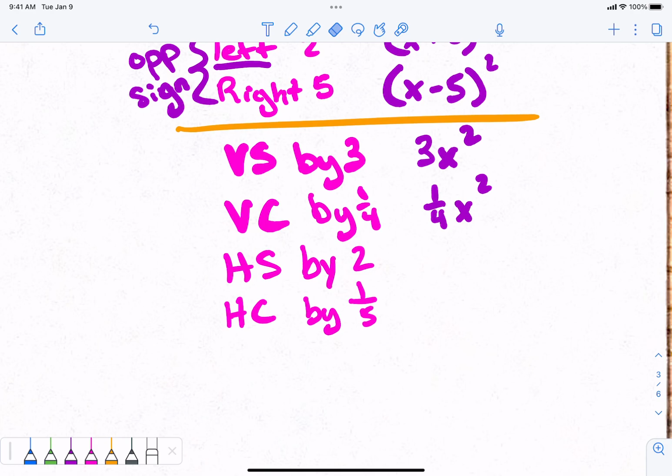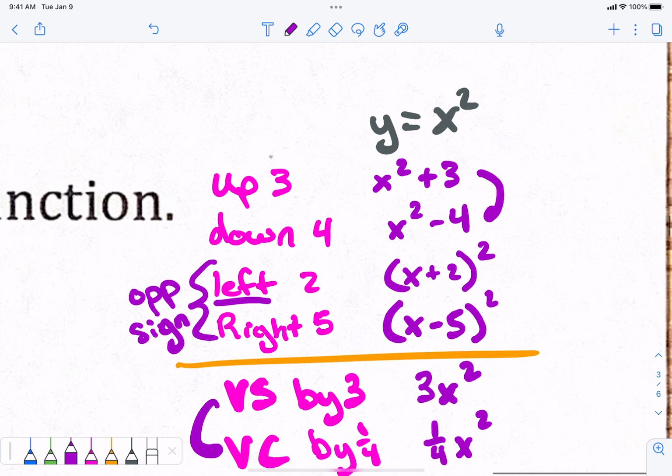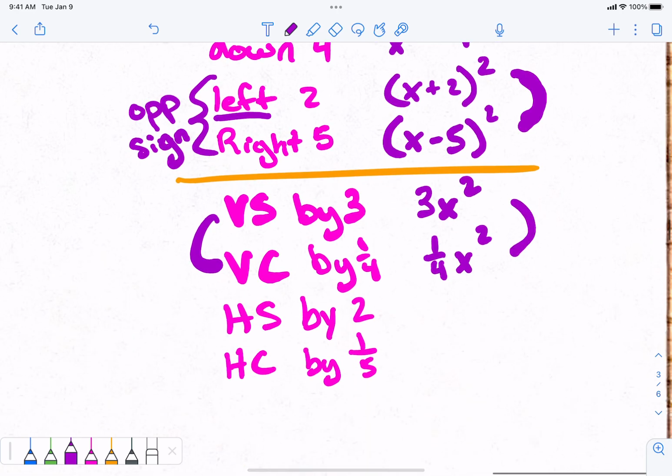So vertical compression and vertical stretch are the same thing? Yeah, it's the same rule. You're just multiplying out in front, but a stretch will be a number bigger than 1 and a compression will be a number smaller than 1. So these two will look exactly the same. Same as up and down: it's saying the same thing, it's just one's plus and one's minus. These two went together, one was bigger than 1 and one was less than 1, right?